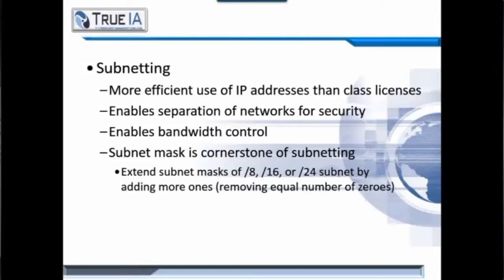Subnetting is a more efficient use of IP addresses. It enables separation of network addresses, which is a key security concern. It also enables the conservation of bandwidth. Subnet masks are the cornerstone of subnetting.